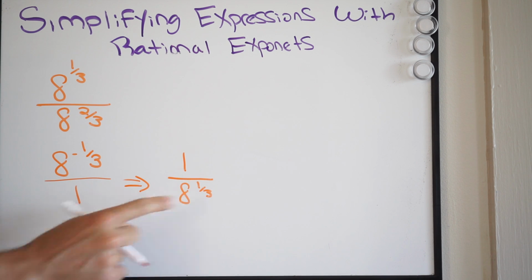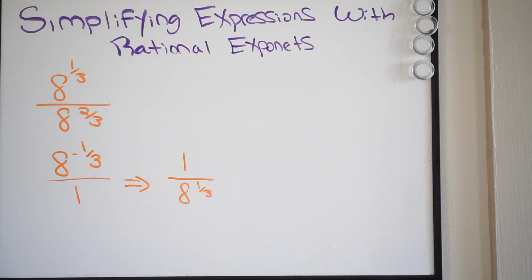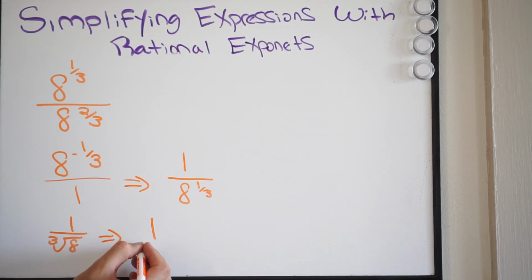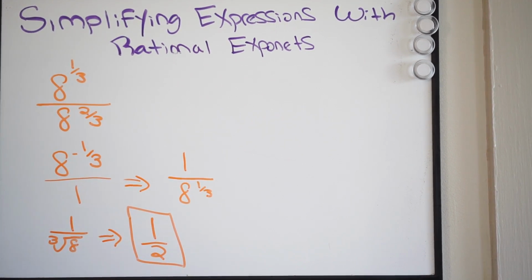So at this point, we know that this is going to be a cube root, so let's put it back into a radical. So 1 over the cube root of 8. What number times itself 3 times will be 8? Well, that's going to be 2. So our final answer here is going to be 1 over 2, or a half. And that is going to be our final answer.